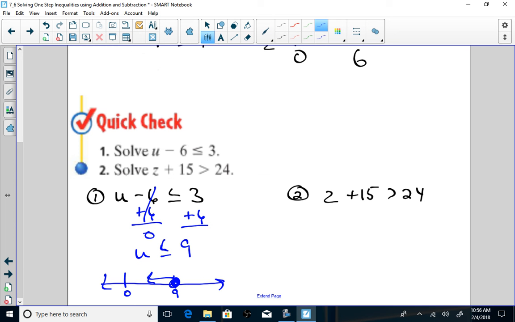I check it. Let's try, I don't know, 8. 8 is less than 9. Is 8 minus 6, which is 2, is 2 less than or equal to 3? All right, yes it is. So that looks like that's going to work. Let's look at our next example.